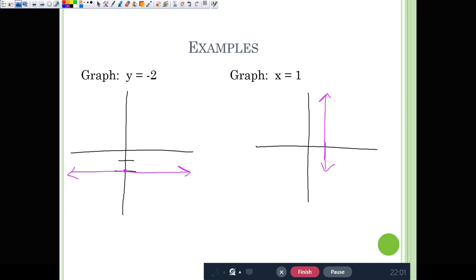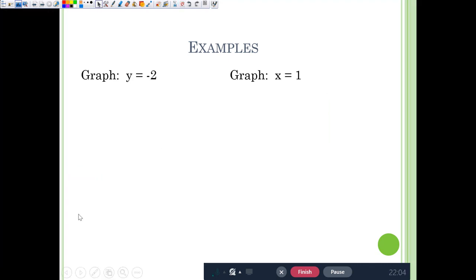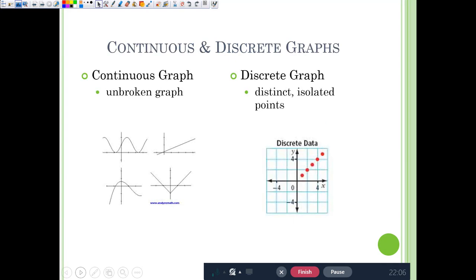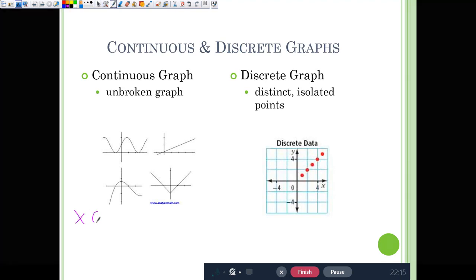Alright. So, the last type of graphs that we're going to be learning about are continuous and discrete graphs. So continuous graphs are unbroken. The x can be any amount. Discrete graphs are distinct, isolated points. The x has to be a specific number.